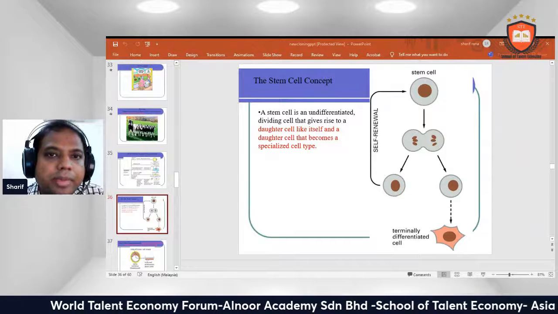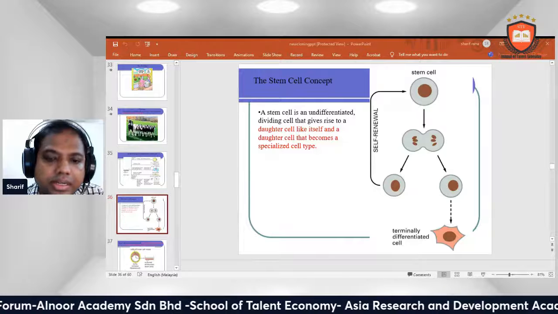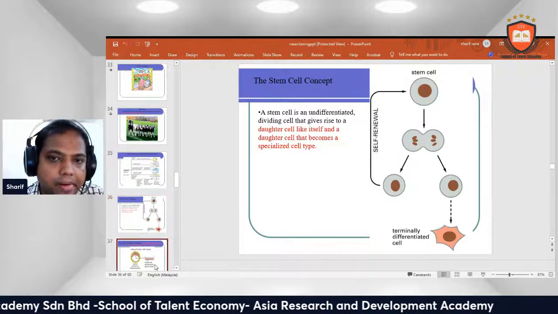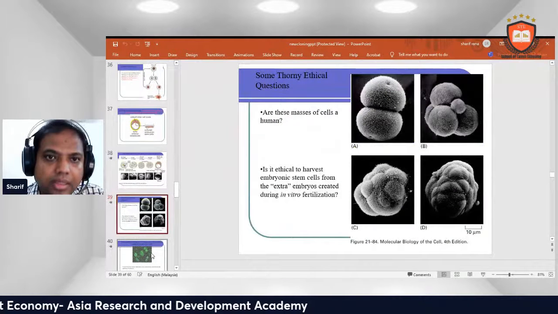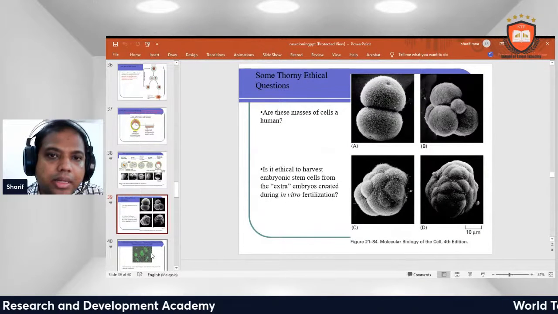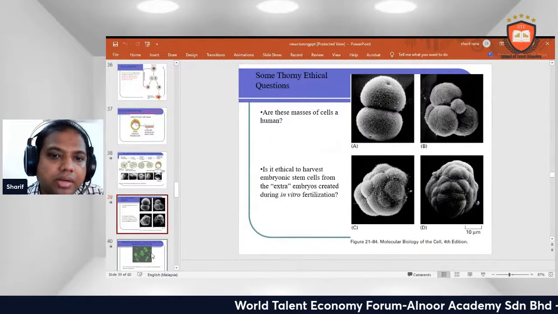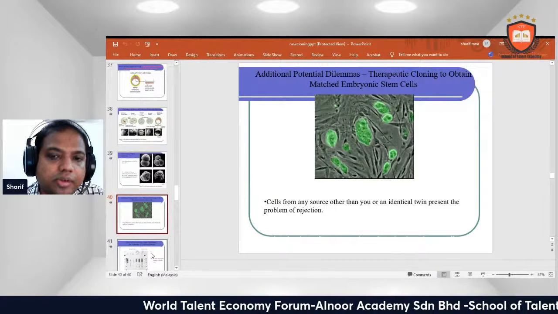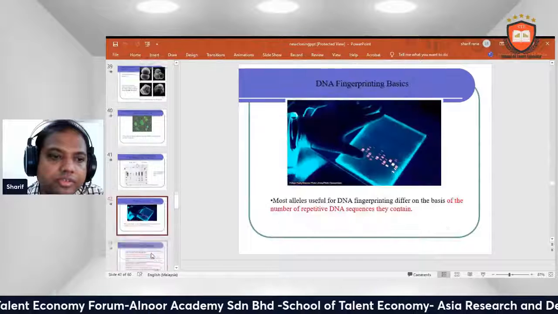This is some of the very basic improvement of the genetic body. Some thorny ethical questions: are the masses of the cells human? Is it ethical to harvest embryonic cells from the extra embryos created during in vitro fertilization from any sources? Then there is the problem of rejection.